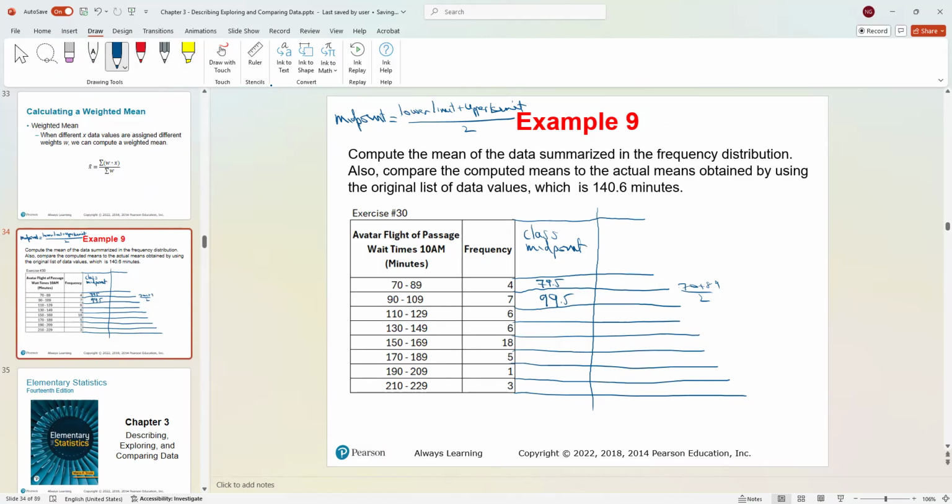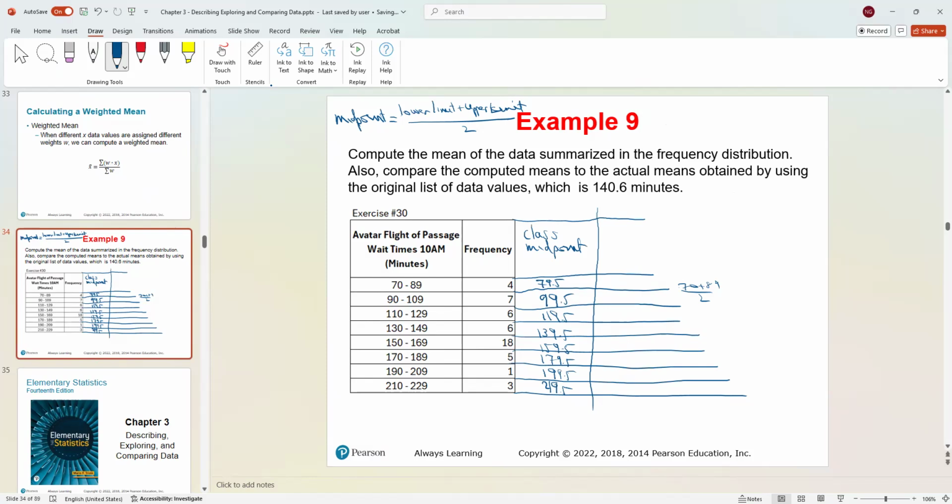Now, I can simply continue: 119.5, 139.5, 159.5, 179.5, 199.5, 219.5. Remember, we see the width is 20. We simply add 20 each time.